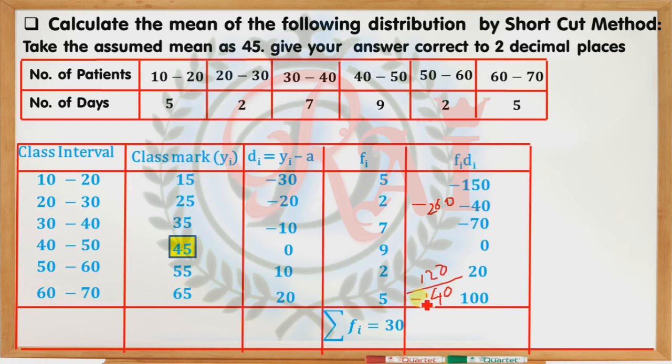So it's a minus 140. Why? Since 260 is greater than 120, summation of fi di is equal to minus 140. Please keep in mind, you need to do this in rough.